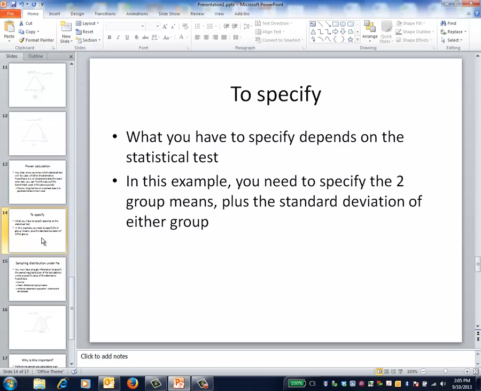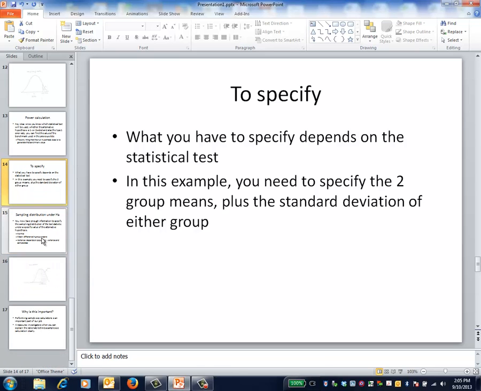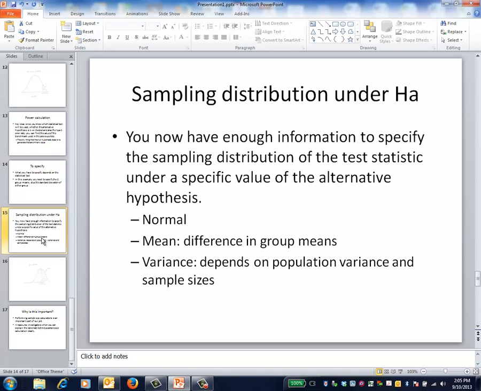In general, what you have to specify to perform a power calculation depends on the statistical test. Here you must specify the underlying means for groups A and B as well as their standard deviations. I won't be discussing how you as a statistician can assist investigators in actually specifying these quantities. For any given sample size, the above information is sufficient to derive the sampling distribution for the difference between the sample means, assuming that the alternative hypothesis is true. This distribution is normal. The mean is the difference between the underlying group means. The spread of the distribution is based on the standard deviations and the sample sizes.